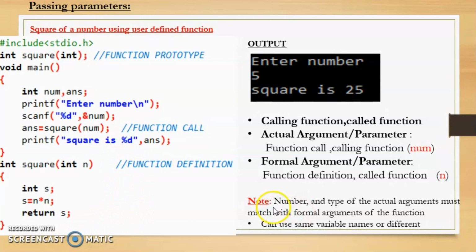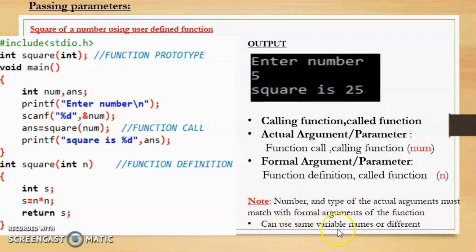Now we need to know that the number and type of actual arguments must match with the formal arguments of the function. In this case, the number of actual arguments is only 1, and the number of formal arguments is also 1. So the number of actual and formal arguments should be the same. Also the type of actual argument is integer, and the type of formal argument is also integer. So it means that the number and type of actual and formal arguments should be the same.